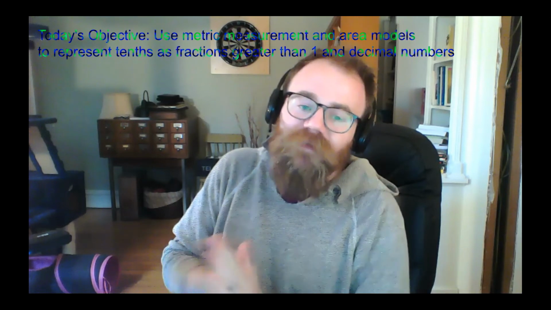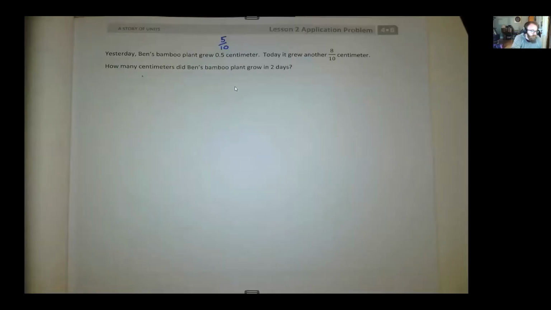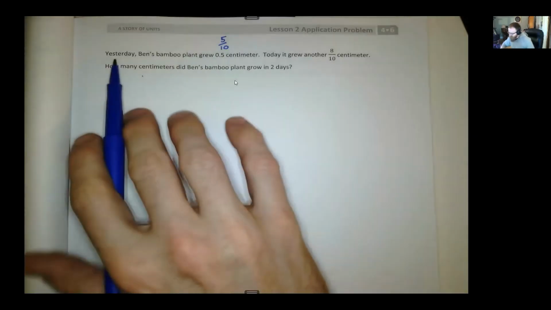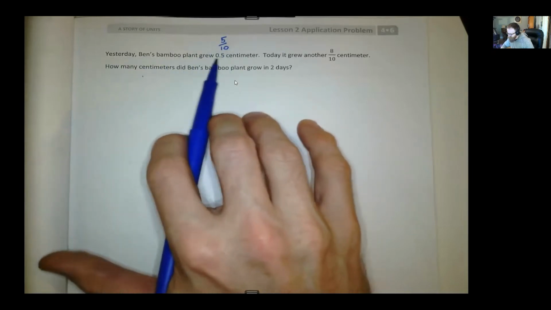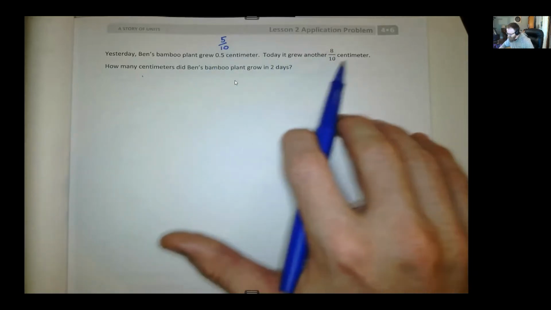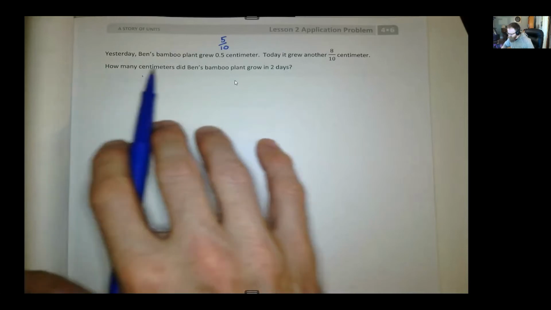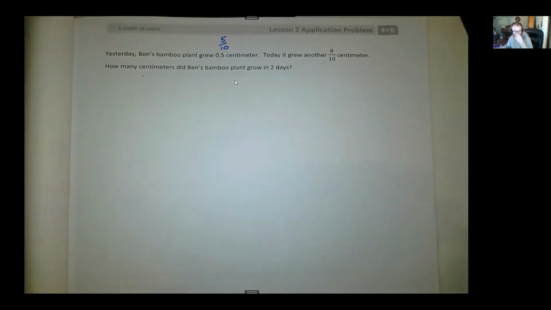Let's get started right away today with the application problem. Please open up your blue Learn books, the module 6 and 7 Learn book, to page 7, please. That's the lesson 2 application problem. That page looks like this. Yesterday, Ben's bamboo plant grew 5/10 of a centimeter. Today, it grew another 8/10 of a centimeter. How many centimeters did Ben's bamboo plant grow in 2 days?